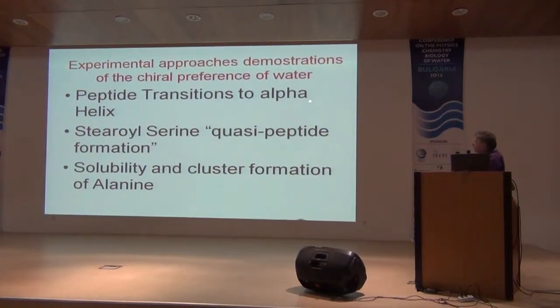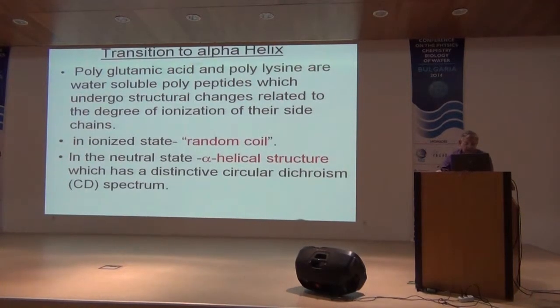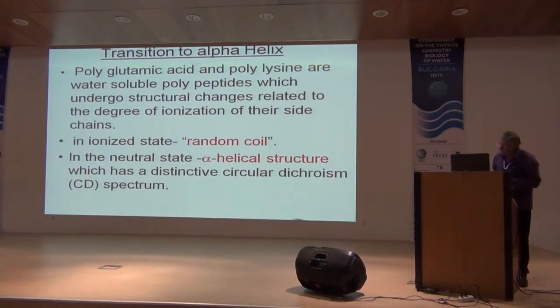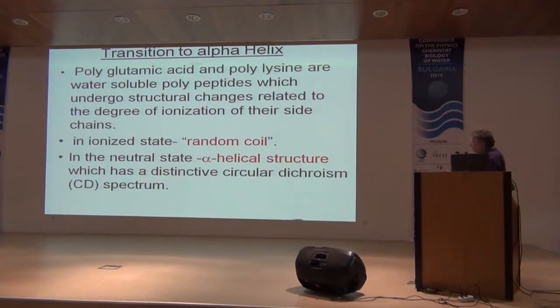So let's begin with peptide transitions to alpha helix. That was published. Polyglutamic acid and polylysine are water-soluble polypeptides that will undergo structural changes from random coil to alpha helical structure. They have a distinctive circular dichroism. Circular dichroism is the way to measure circular dichroism, to see the secondary structure of molecules and so on.